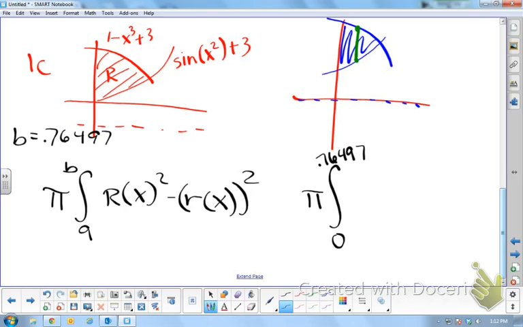So, we do our top function. What's our top function now? 1 minus x cubed plus 3. What should I do next? Squared. And then, out of room. And then what do we do with the entire integral? Plug it in. There's no way you can do that by hand.